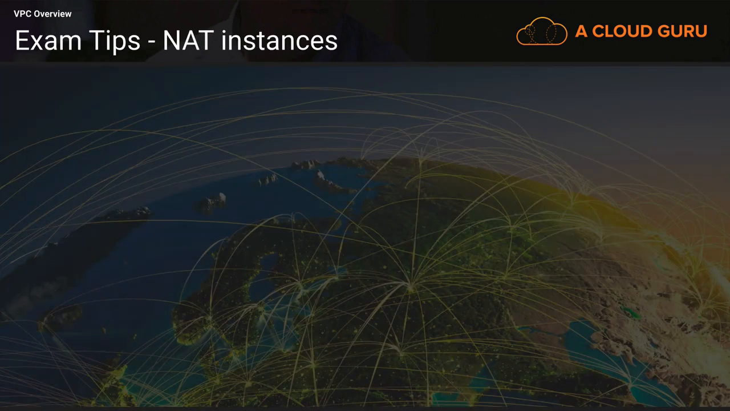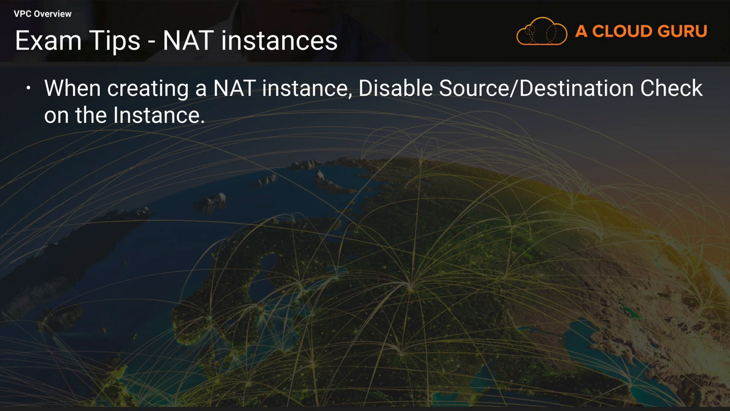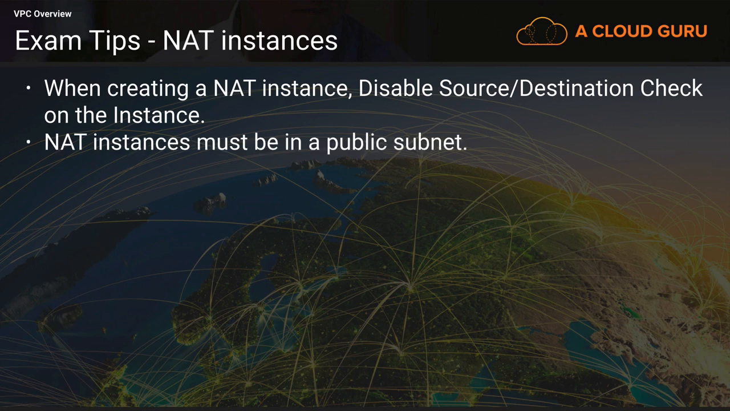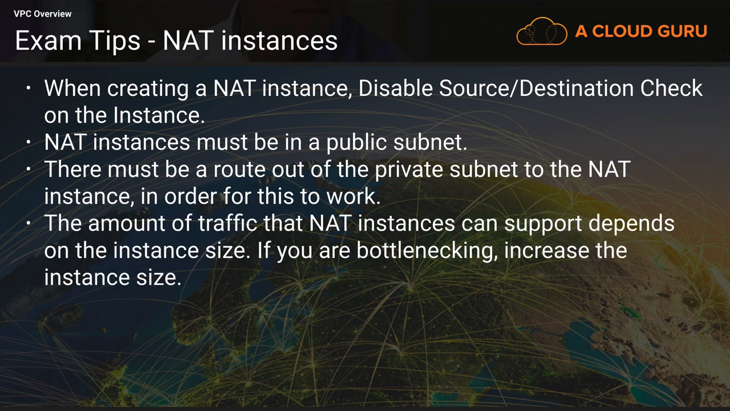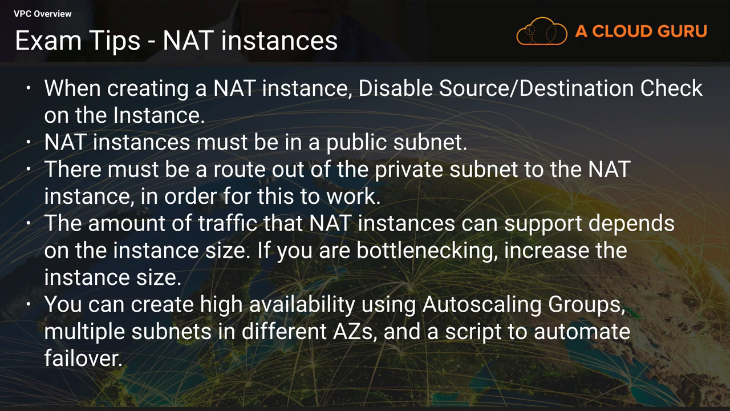So what are my exam tips on NAT instances? Well, when creating a NAT instance, make sure you disable the source destination check on the instance. Remember that NAT instances must be in a public subnet, and there must be a route out of the private subnet to the NAT instance in order for this to work. And the amount of traffic that the NAT instance can support depends on the instance size. If you are bottlenecking, make sure you increase the instance size. You should not be using T2 micros for NAT instances in a production environment if you're going to need gigabits of bandwidth out. You can also create high availability using auto scaling groups, multiple subnets in multiple different availability zones, and scripts to automate failover. That's if you want to use a NAT instance, though. Also remember that NAT instances are behind a security group.